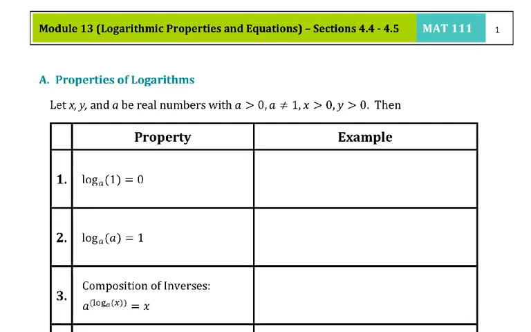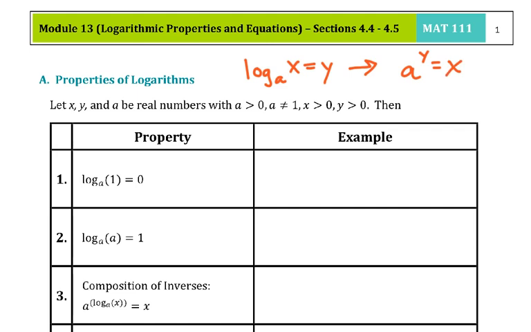Okay, so we have examined the graphs of logarithmic and exponential functions, and now we're going to talk about properties of logarithms and being able to solve logarithmic equations. So remember what we already know about logs from Module 12. Log base a of x equals y converts into a to the y equals x, right?